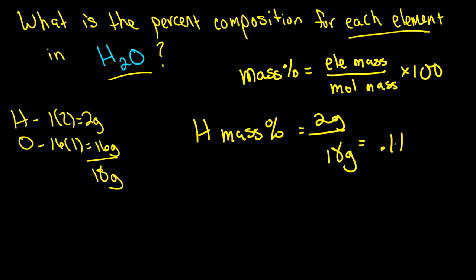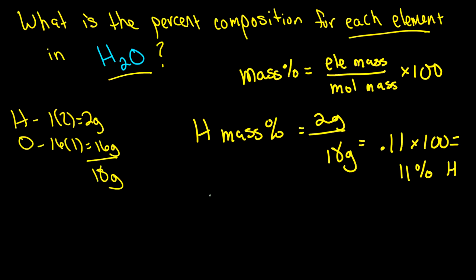0.11. Now on my calculator it did say 0.1 continuous, but I'm just going to stop at 0.11, 2 numbers past the decimal. So 0.11 times 100 is 11% hydrogen.